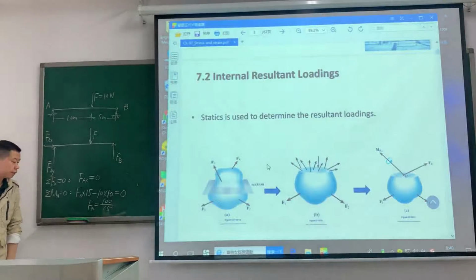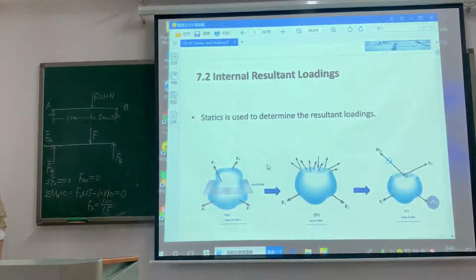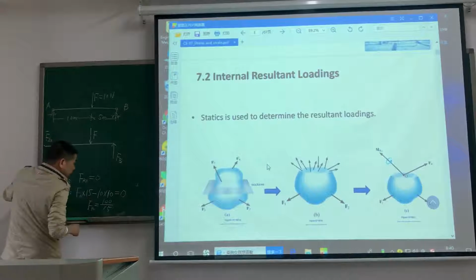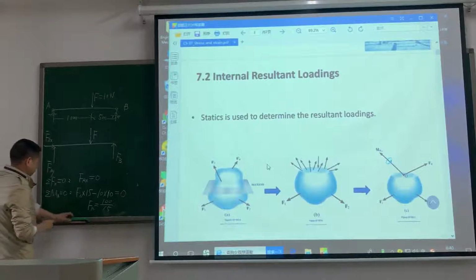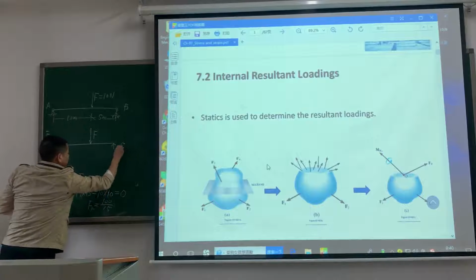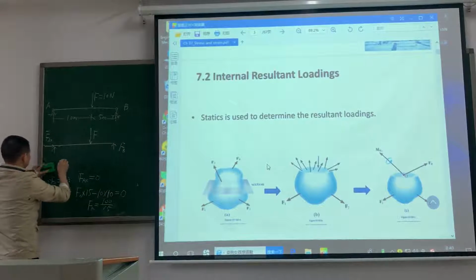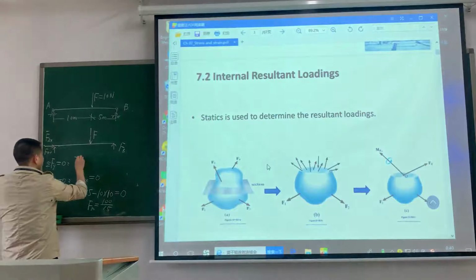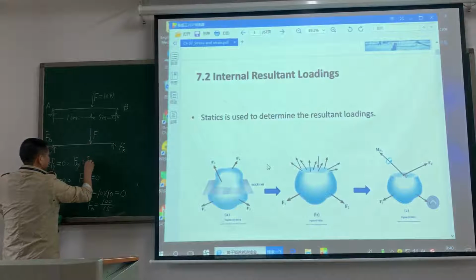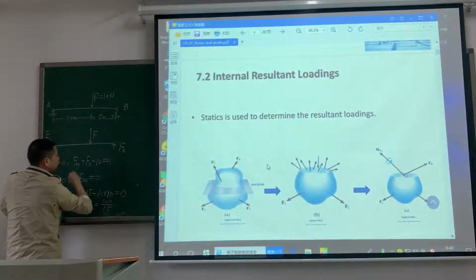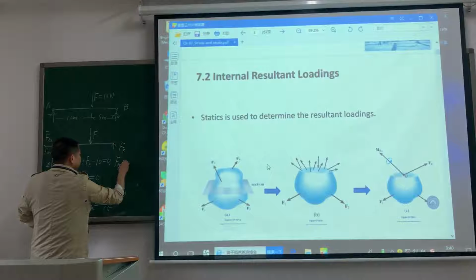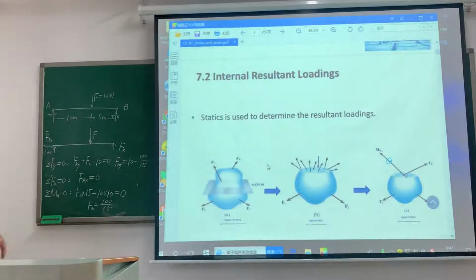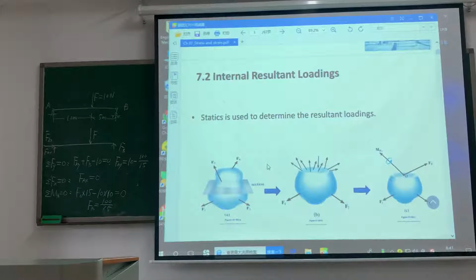Then we can get the third equation. I write it. The third one is sigma Fy equals 0. It means F_Ay plus F_B minus 10 is 0. So we can find F_Ay equals 10 minus 100 over 15. In this way, we find the reactions.